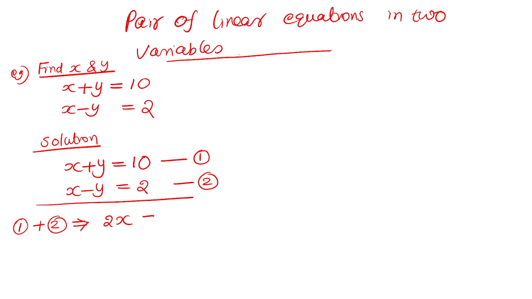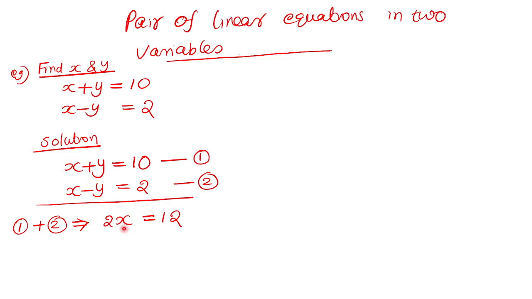So no need to write y. If you add left side, you have to add the right side also. 10 plus 2 will be 12. So left side is added, so right side is added. Y is eliminated. I got 2x equal to 12.